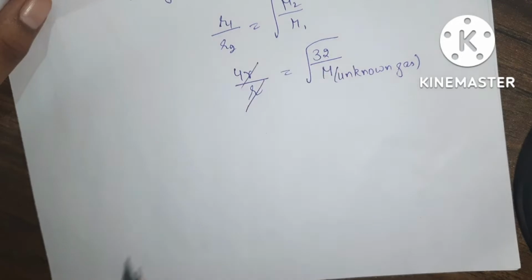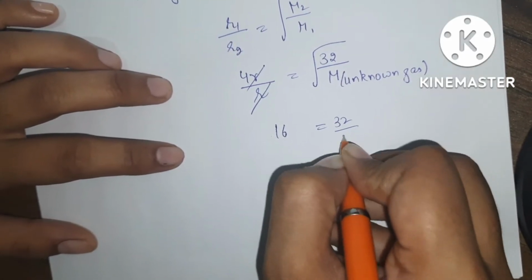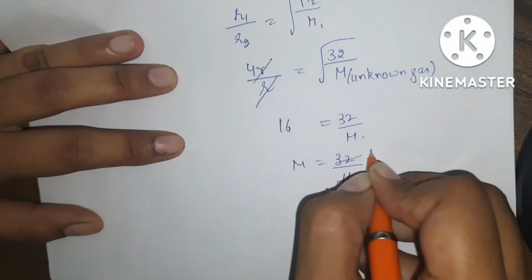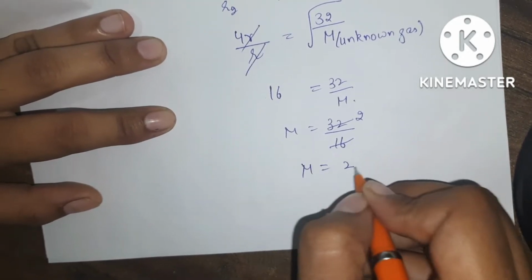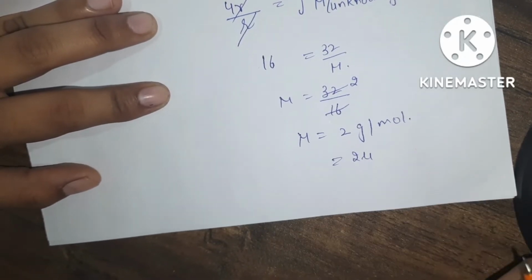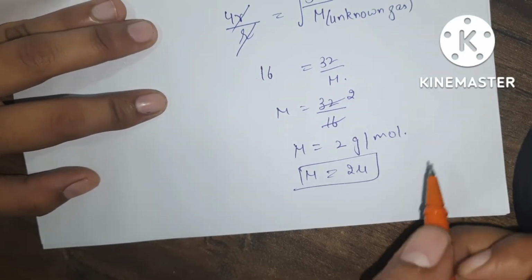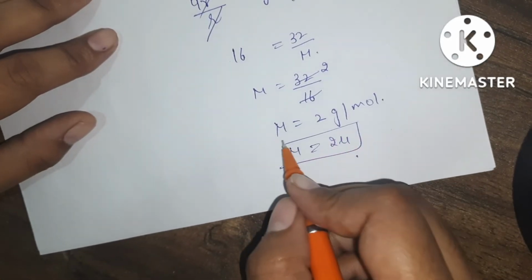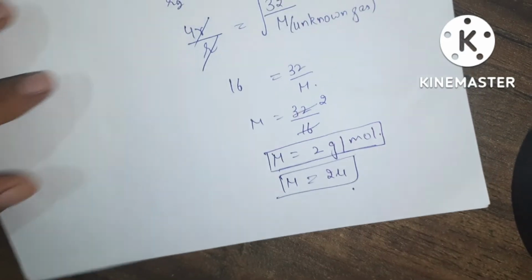So R is cancelled out, and 16 is equal to 32 by M, so M is equal to 32 divided by 16. The molar mass of the unknown gas is computed as 2 gram per mole, or we can say 2 u, 2 AMU. That depends upon the unit that we have taken. I have taken gram per mole here, so I have calculated the molar mass of the unknown gas as 2 gram per mole.